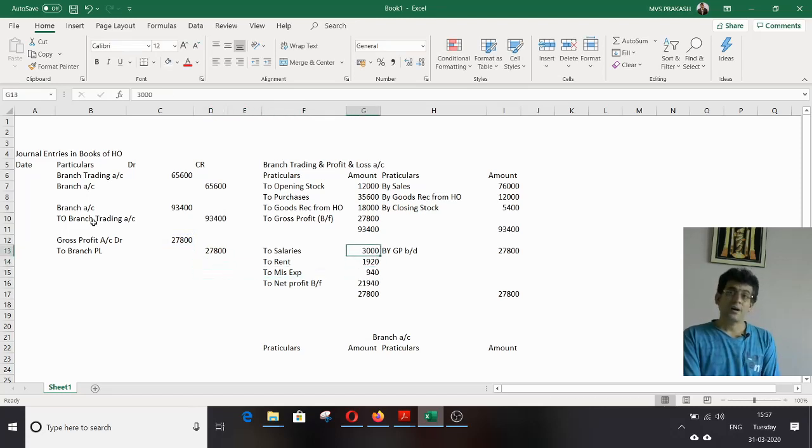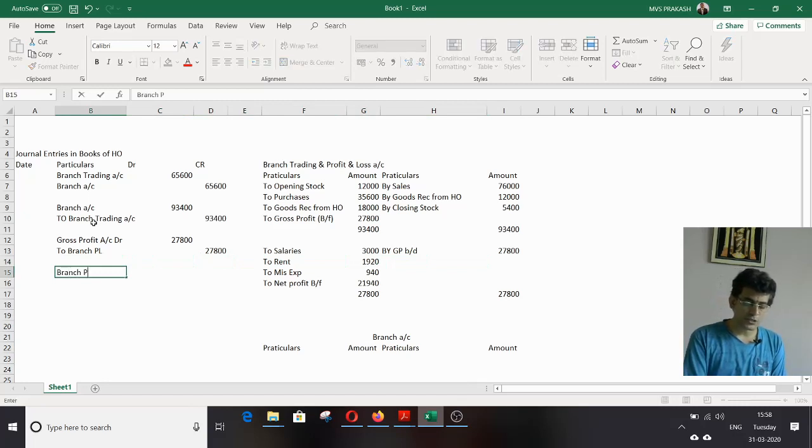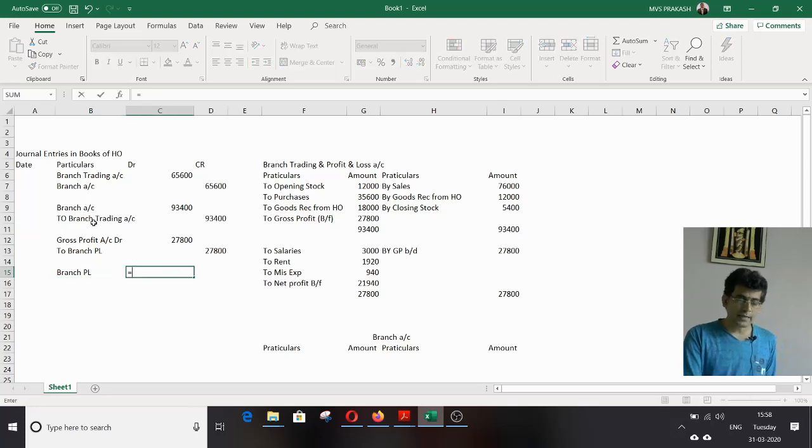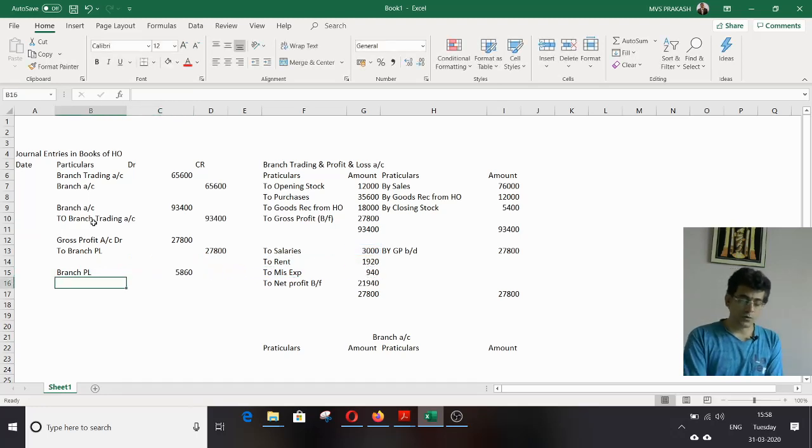Now what I have to do? I have to consider my revenue expenses. I have to consider my revenue income here. Now what I am going to do? We are going to debit your branch profit and loss account. Whatever expenses I should debit: rent, salaries, miscellaneous. So branch profit and loss account will be debited with this, to branch account I need to credit with what? 5,860. So with this, what we have done? Brought the profit into the branch PL.